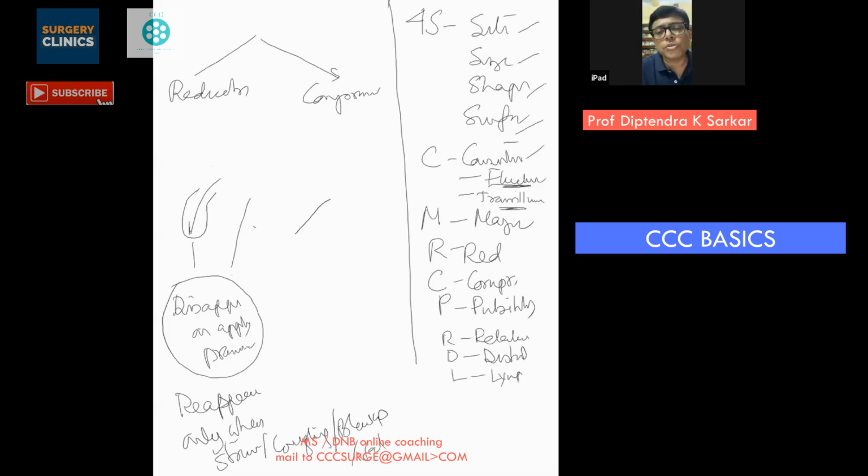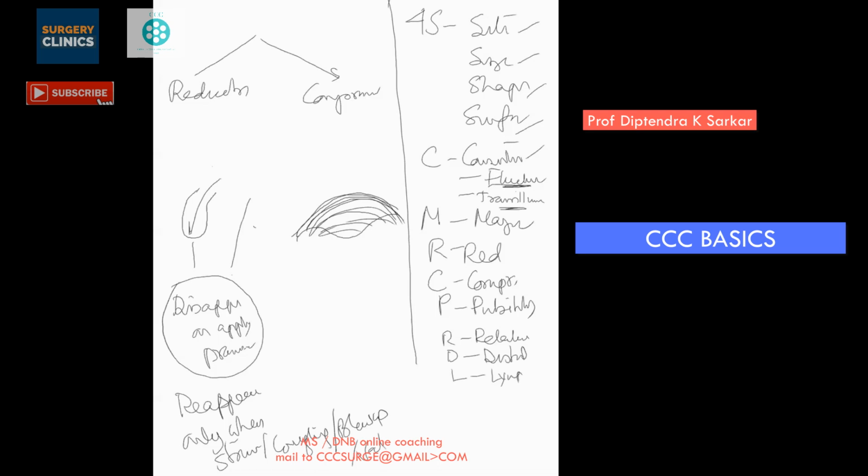Whereas a compressible swelling is one where you put in pressure, it disappears, you release the pressure, and it spontaneously starts filling up like this. Clear? So can anybody guess what can be the likely content of a compressible swelling? Any guess? Anybody? Fat. Yeah, fat.